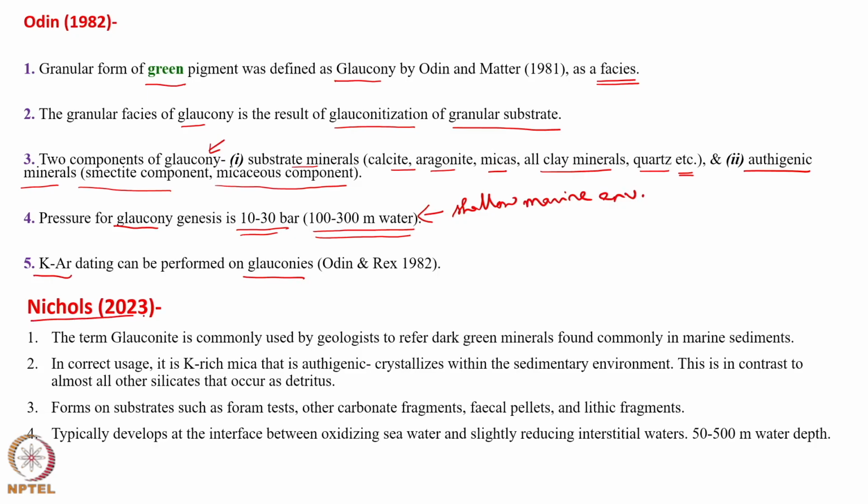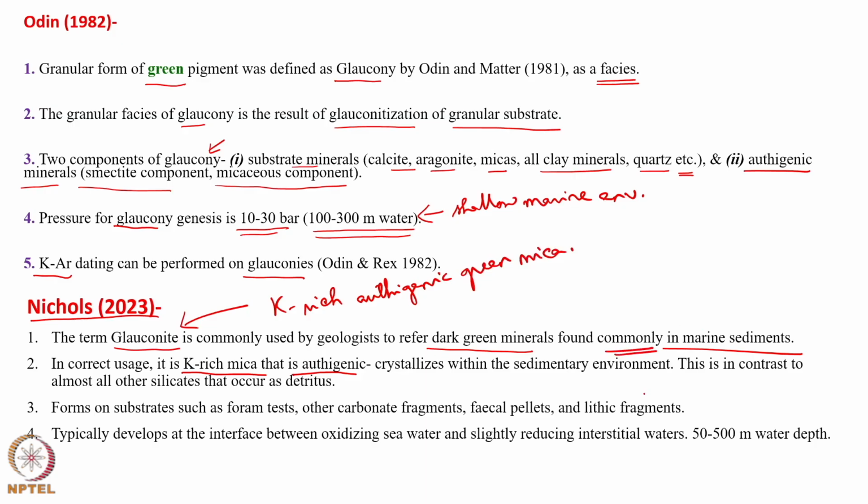Now we are going to see the term glauconites. The term is used to refer dark green minerals found commonly in the marine sediments. In the correct usage, it is a potassium rich mica, that is orthogenic. So what is glauconite? It is a potassium rich orthogenic green mica. It is found commonly in the marine sediments. The other silicates are detritus, and this is the main point of difference. It is orthogenic. Glauconite is orthogenic.